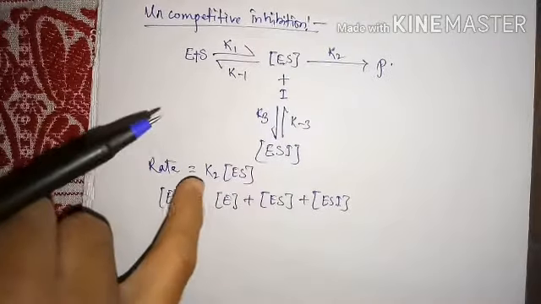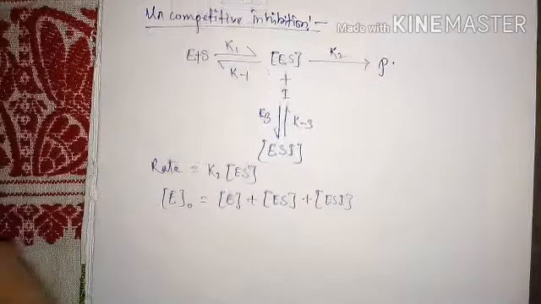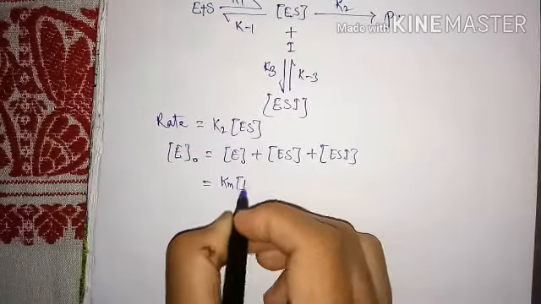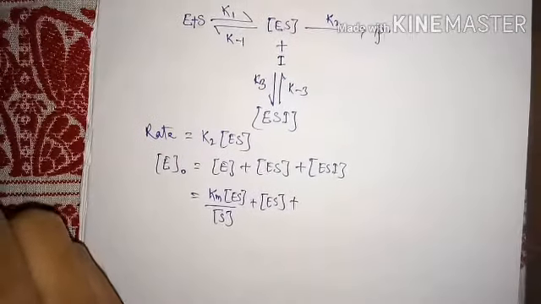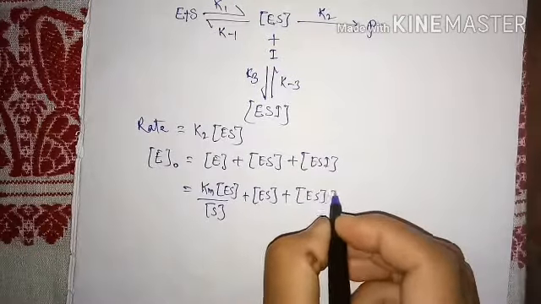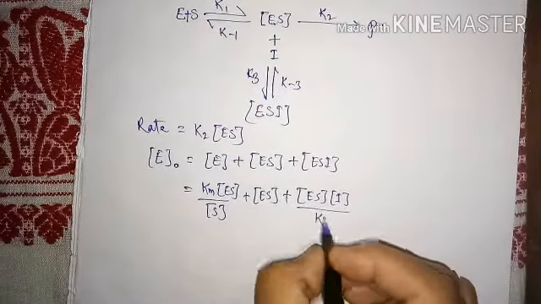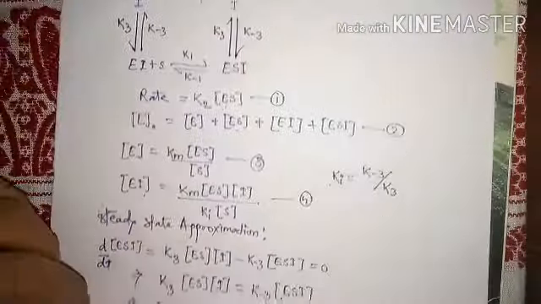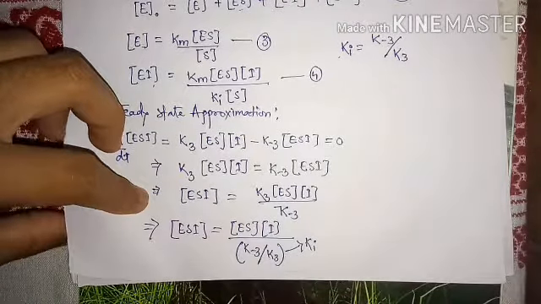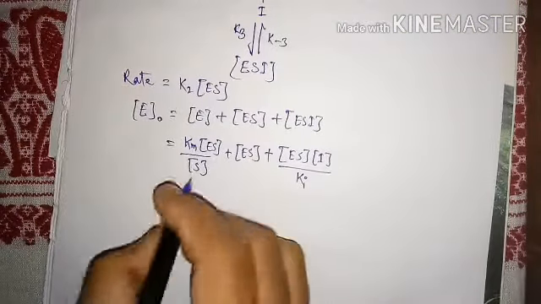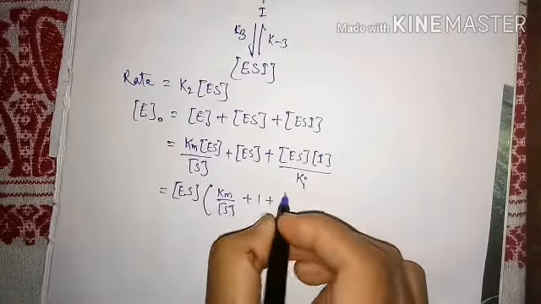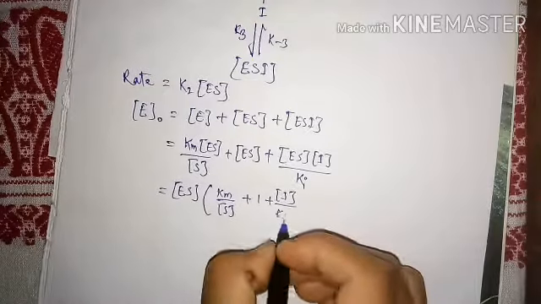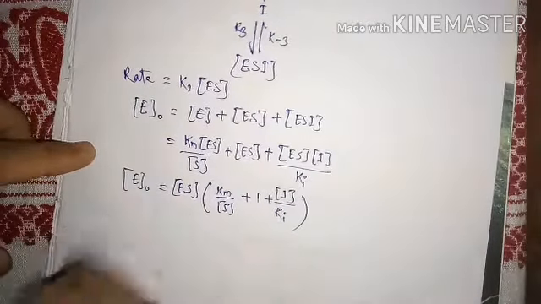So same way, the value for concentration of ESI we can put. So concentration of E means we have Km, concentration of ES, concentration of substrate S, so this will be ES only, and plus concentration of ESI, it was concentration of ES, concentration of I by Ki. So directly we can do it by taking common. We are going to get Km by concentration of substrate plus 1 plus concentration of I by Ki. That is the total concentration of enzyme.